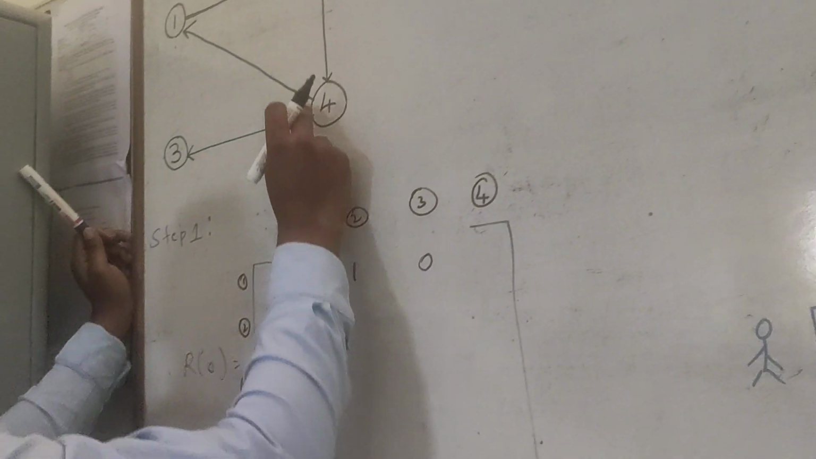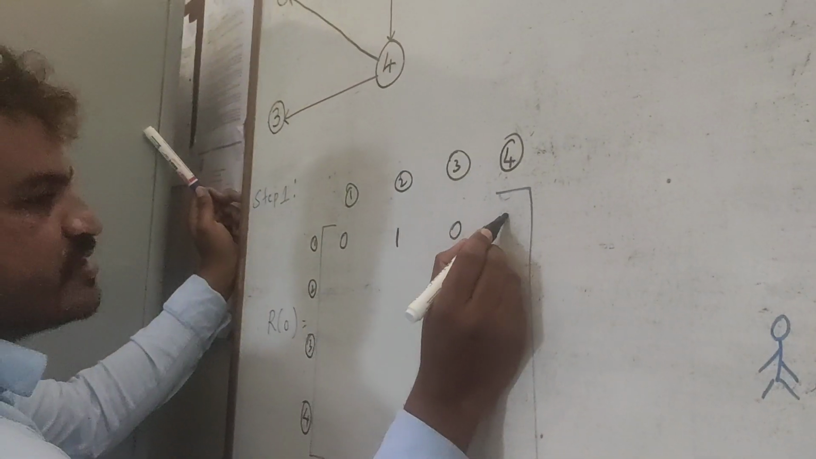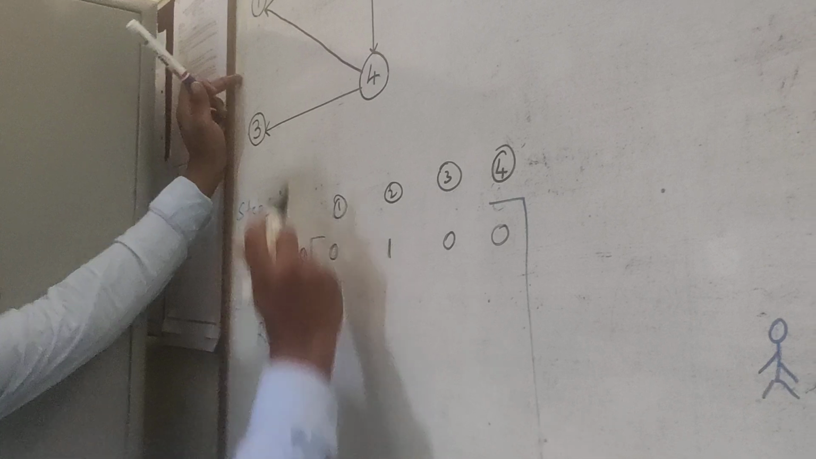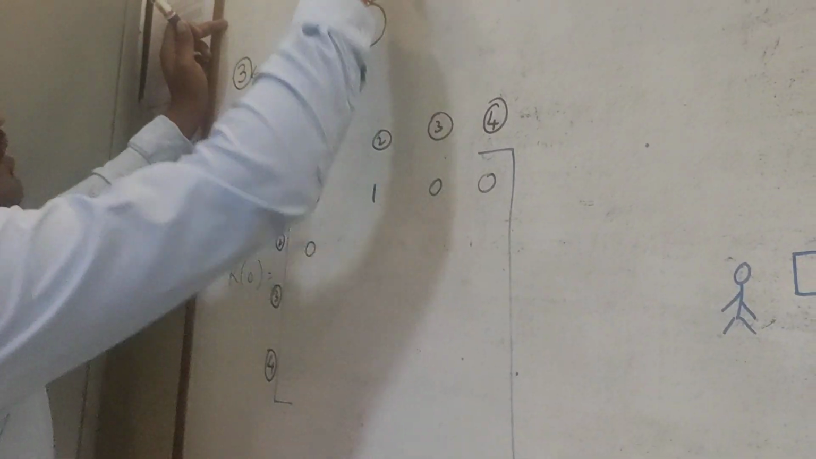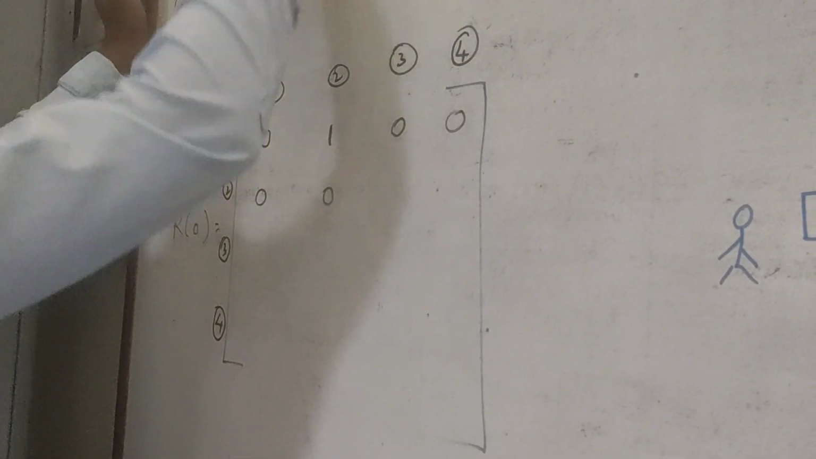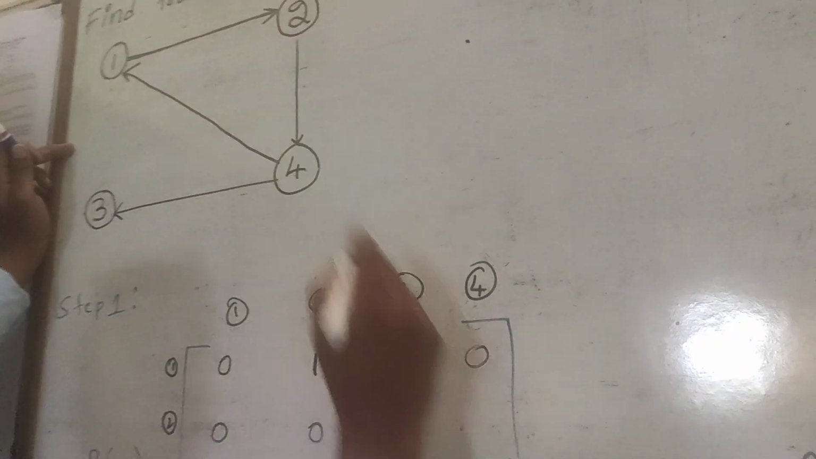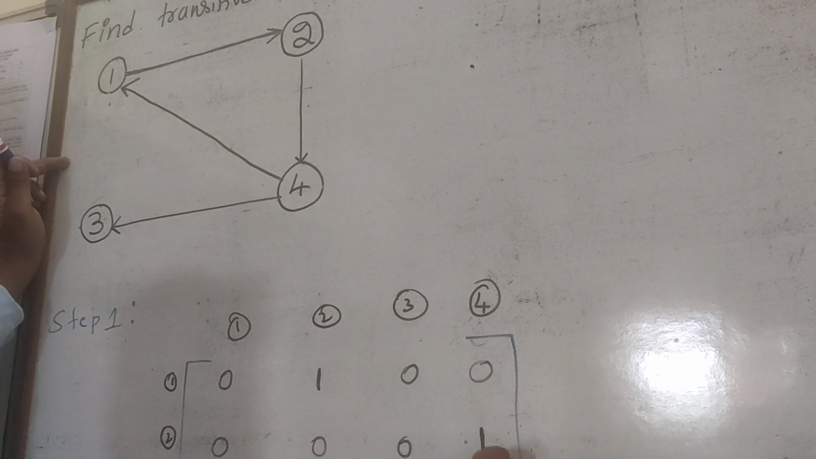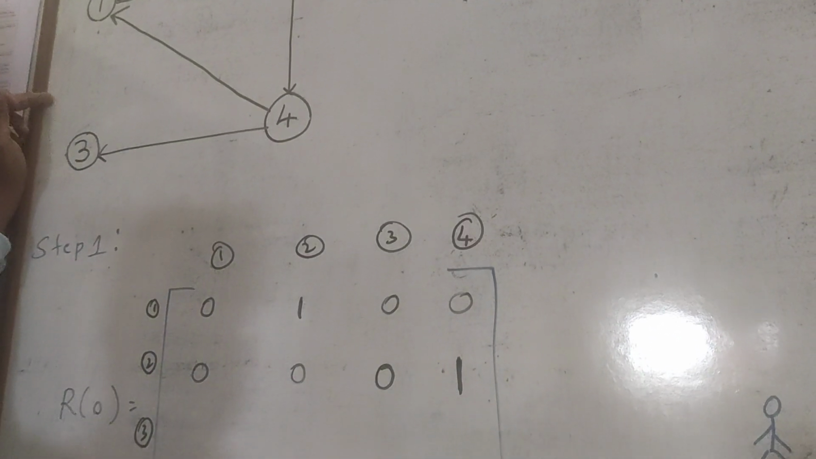See, the direction is like this. There is no direction from 1 to 4, so you make it 0 here. Then 2 to 1, there is no connection. 2 to 2, there is no loop. 2 to 3, there is no direct connection. 2 to 4, yes, there is a connection. When a connection is there, make it 1. When there is no connection, write 0.